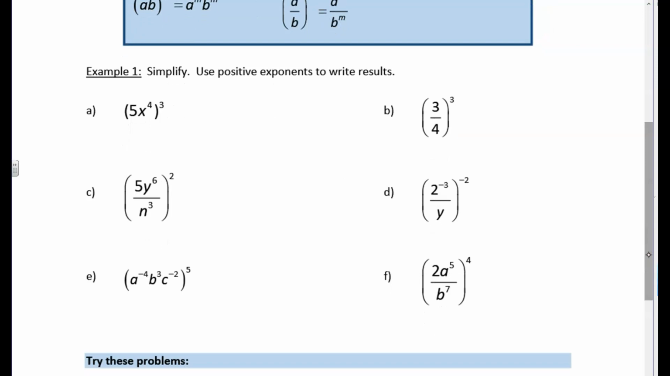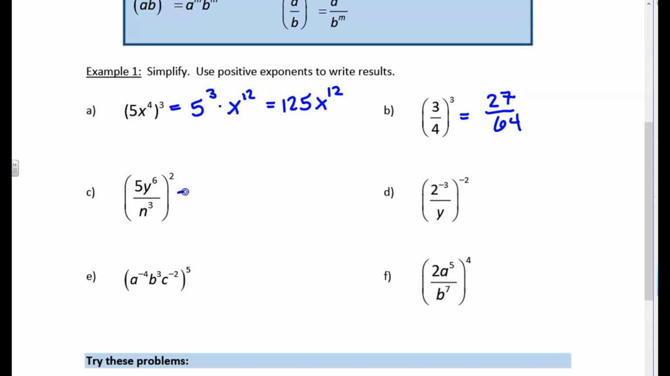So let's practice these. If I have 5x to the 4th all cubed, this becomes 5 cubed times x to the 12th. And then 5 cubed is 125, so 125 x to the 12th. 3/4 all cubed, we raise both numbers to the power of 3. This would be 27 over 64.